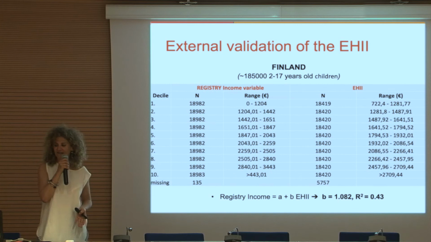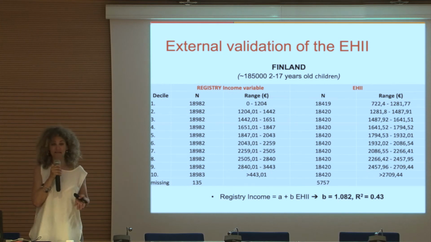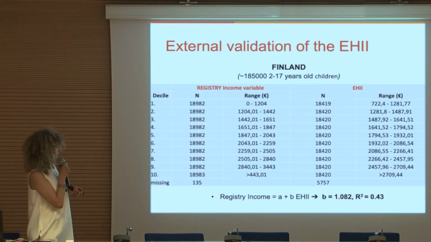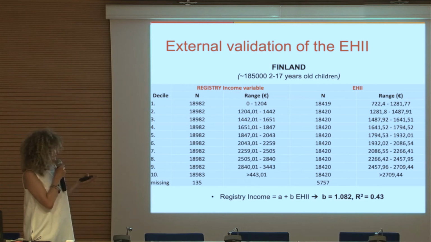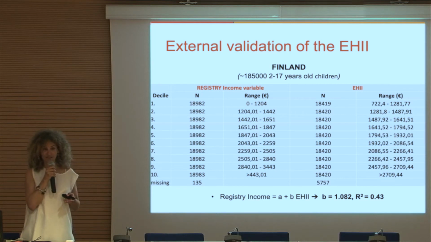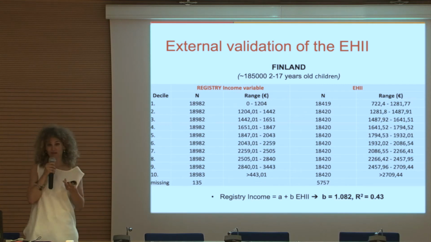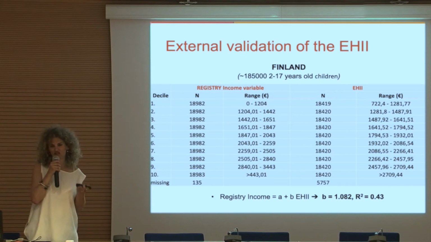We derived this indicator in several birth cohort studies, as I've said, but we also derived it for a Finnish survey conducted on approximately 185,000 children aged between 2 and 17 years. This has been done within the framework of the Horizon 2020 STOP project. And in this survey, they had the possibility to link the data with registry information, including the total disposable income variable. So we had the possibility to compare the registry-based variable with our predicted income.